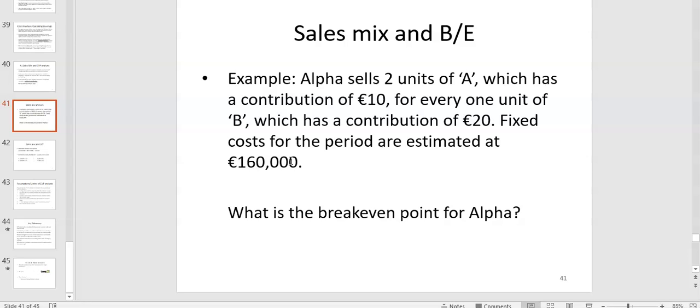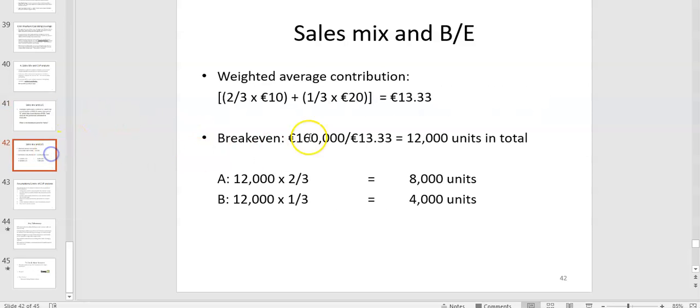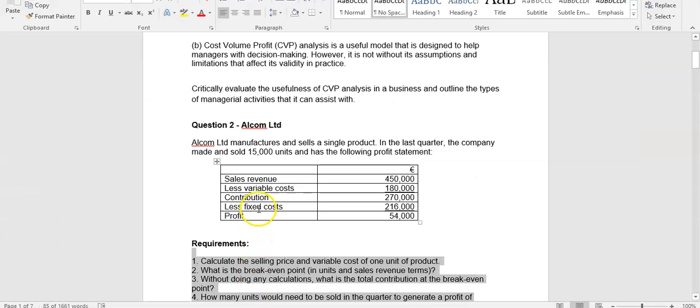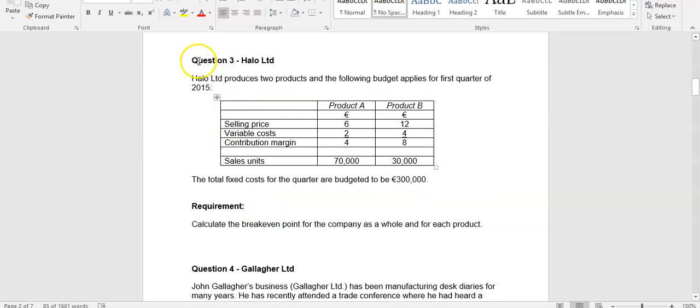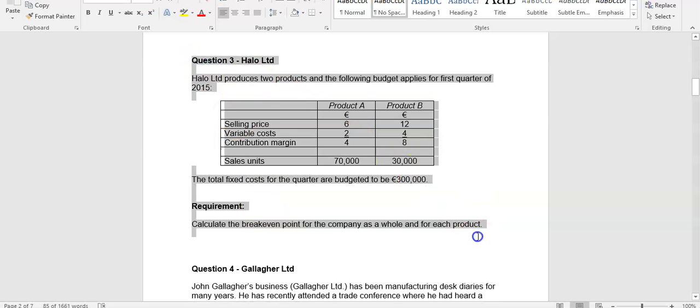All right, so that's a bit advanced. Don't worry too much about it in terms of getting the core concepts. But what you are interested in is, well, there is a real world solution to multi-product companies. And when you're happy with that, go back and look at Halo as well to get an example there. Halo is a good example of where you have 2 products and how you're going to deal with that to get a break-even point for the company.